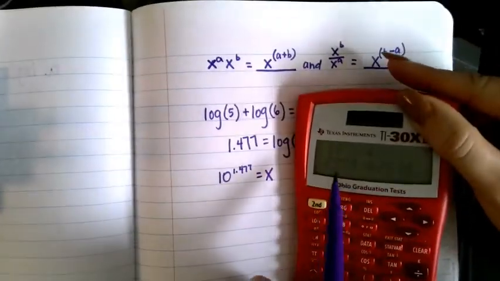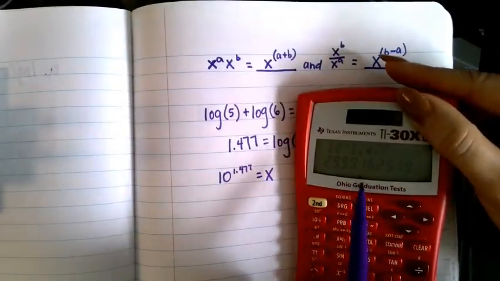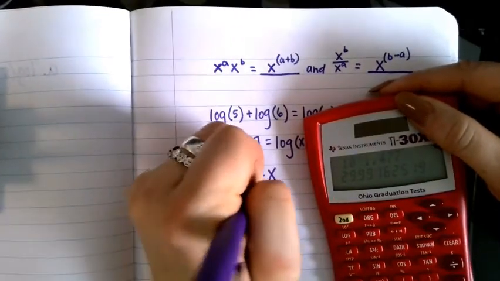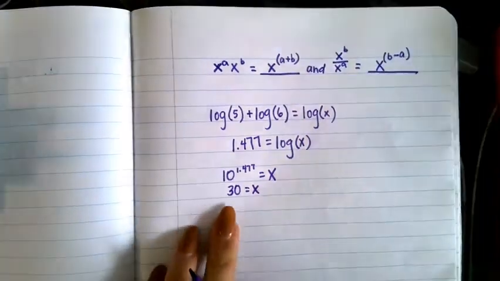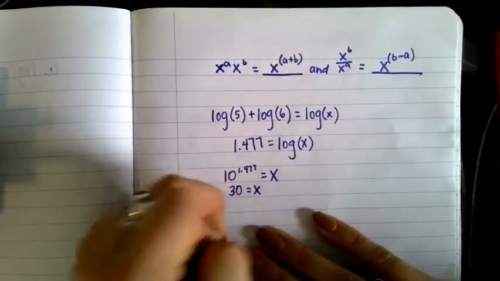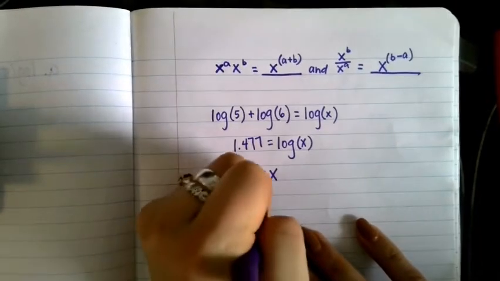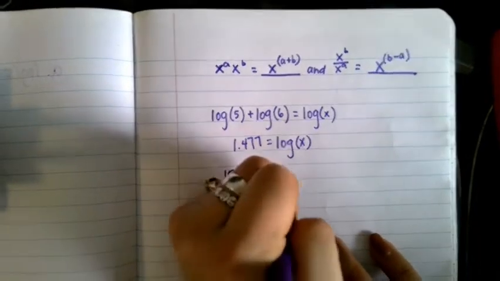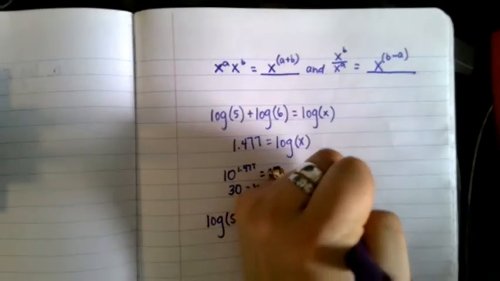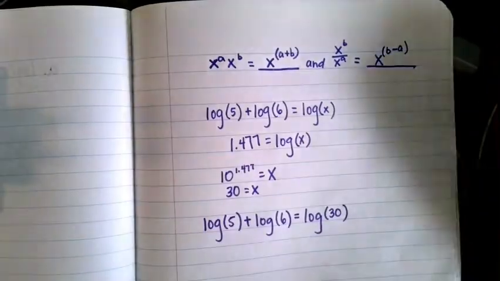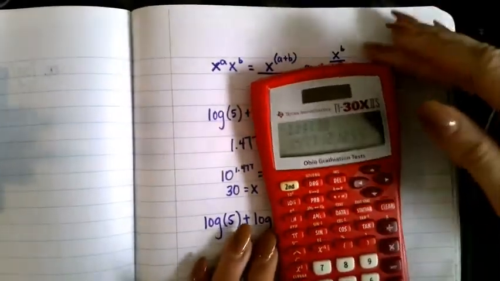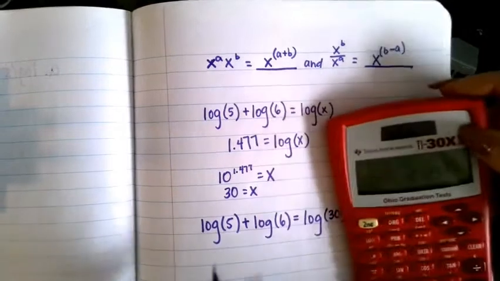Okay, so if you look here, we've got 29.99. So I'm going to actually round that up to 30. So 30 equals x. So I'm going to plug that back in up here. So what we're saying is log of 5 plus log of 6 equals log of 30. And if I put log of 30 in my calculator, I get that 1.477 that I had before.